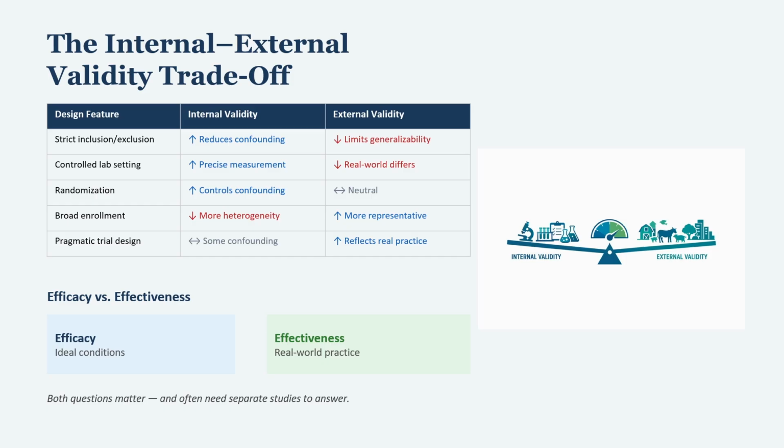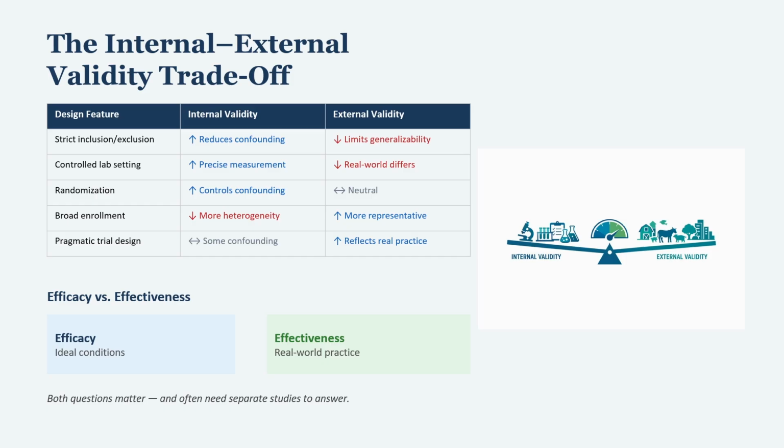Efficacy trials, sometimes called explanatory trials, ask, does this intervention work under ideal conditions? They prioritize internal validity, strict protocols, selected patients, close monitoring. Effectiveness trials, sometimes called pragmatic trials, ask, does this intervention work in real-world practice? They sacrifice some internal validity to gain external validity, broader patient populations, routine care settings, flexible protocols.